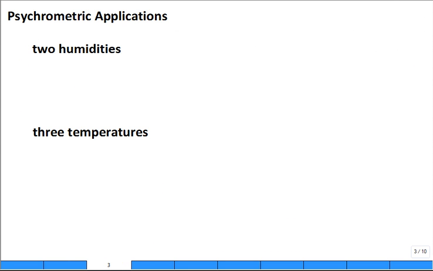So far we've been introduced to two humidities. We have the relative humidity, phi, and the humidity ratio, omega. And both are helpful or useful. This one goes between 0 and 100%. This one goes between 0 and whatever, and its units are kilograms of vapor per kilogram of dry air. So two humidities we've been introduced to.